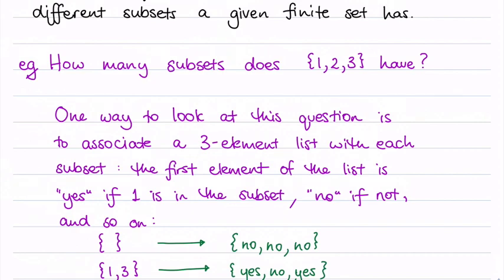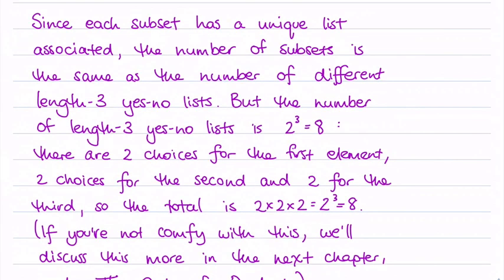So what we're doing when we do this is we're associating to each subset a unique list. And so it must be that the number of subsets that we have is the same as the number of different length 3 yes-no lists. So we could either count the number of subsets, or we could count the number of yes-no lists of length 3. And it turns out that counting the lists of length 3 that are yes-no is a little bit easier than just thinking about the number of subsets.